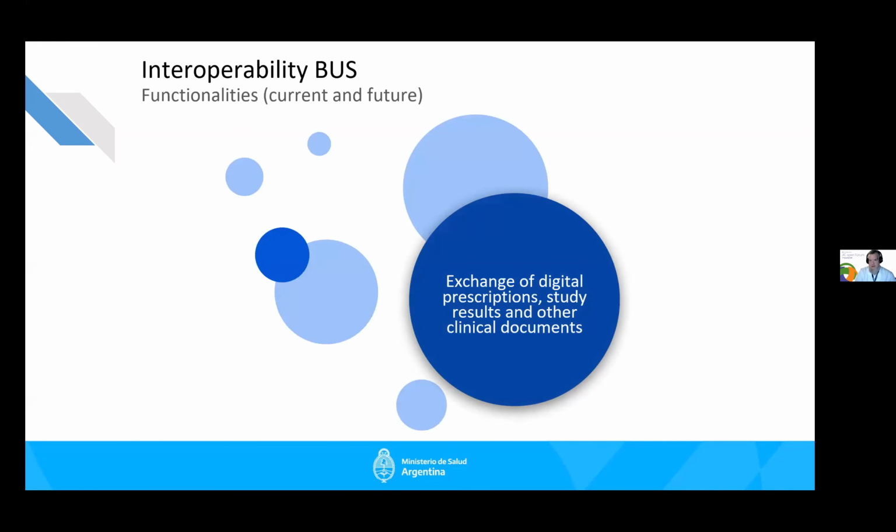Okay, we start with the interoperability bus. This is the name of the tool that we created in 2018. The current functionalities, and some future functionalities that are in implementation now: the first one is to exchange digital prescriptions, study results, and other clinical documents like IPS. One of them, next please.